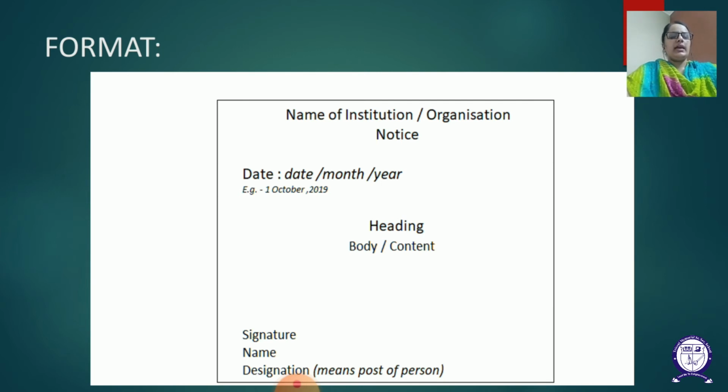After that, the enclosure. In the enclosure, the very first thing is the signature. After putting your signature, move on to your name in the next line. And finally, your designation, that means the post of a person. After writing all this, you have to enclose your notice in a box. This is an important step of notice writing.